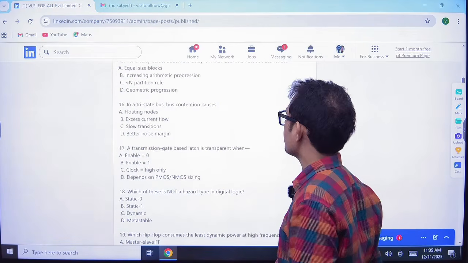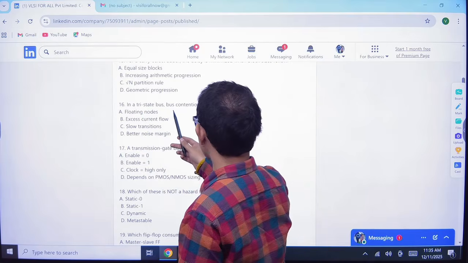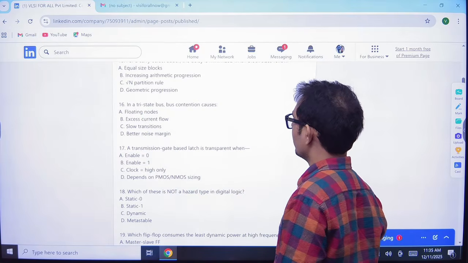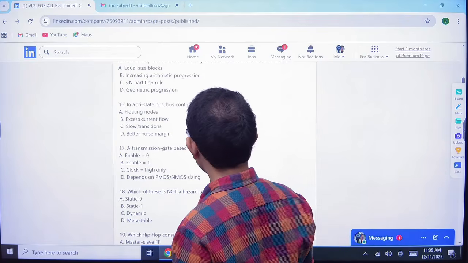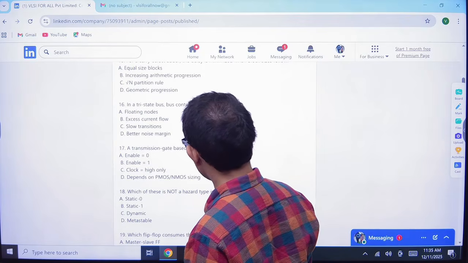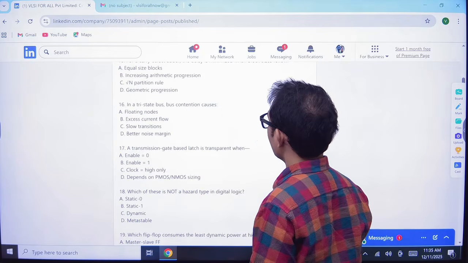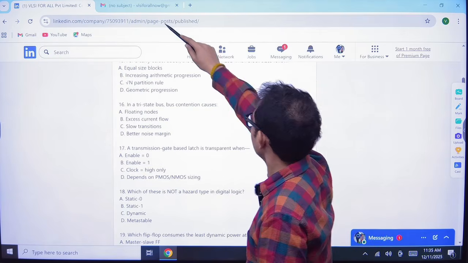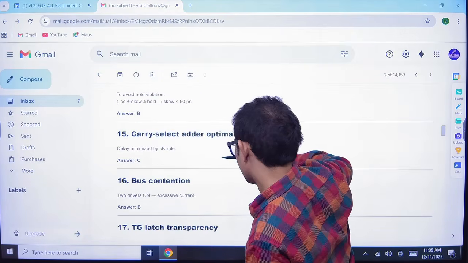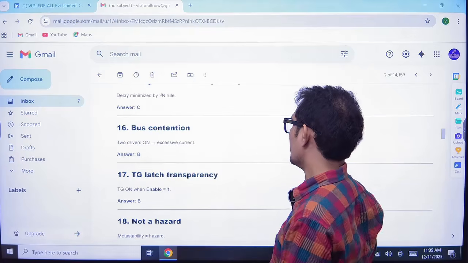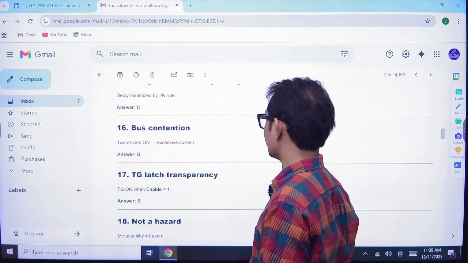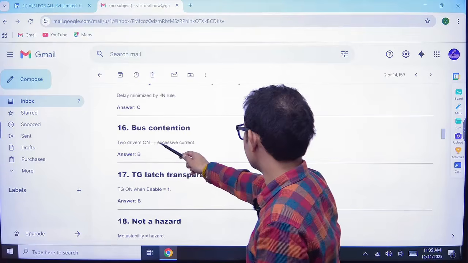In a tri-state bus, what conditions cause floating nodes, excess current flow, slow transitions, better noise margin? So I guess B is the answer. Yeah, two drivers means excess current, right? So B is the correct answer.